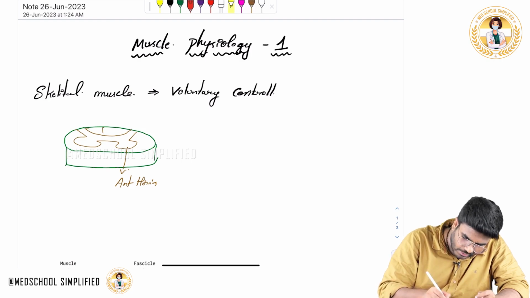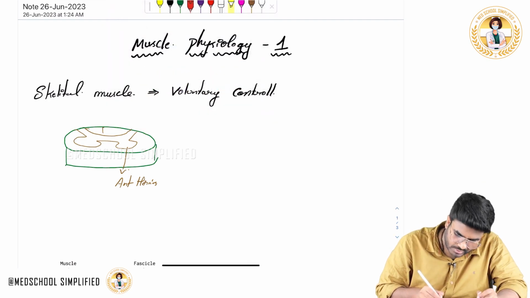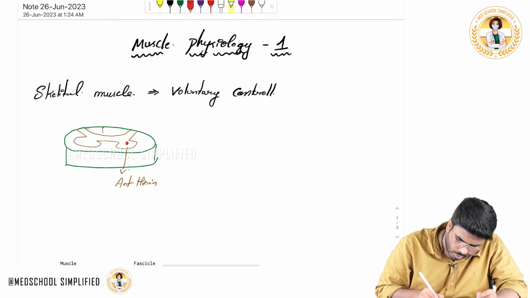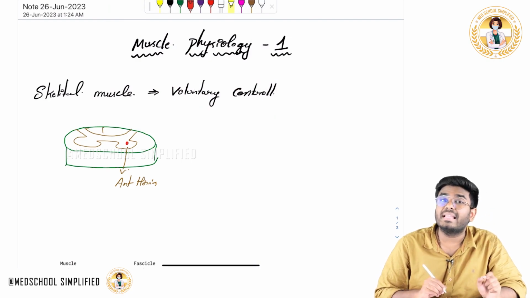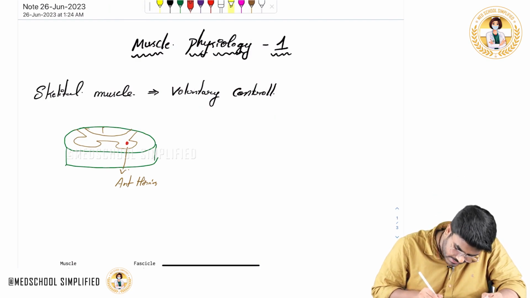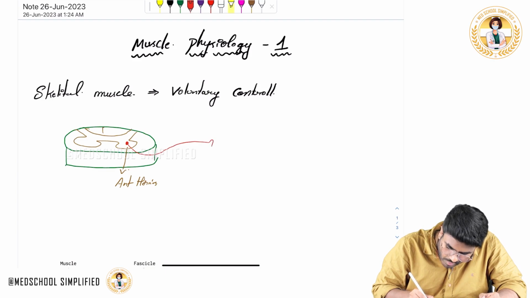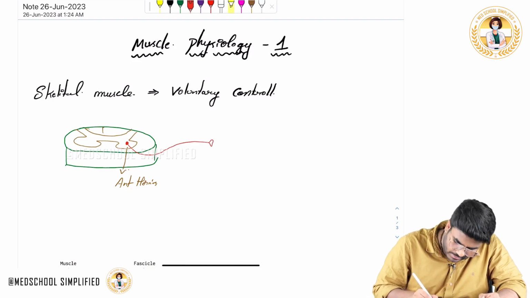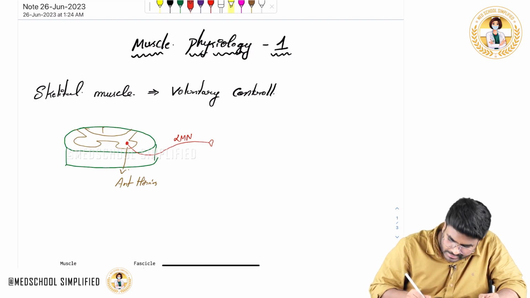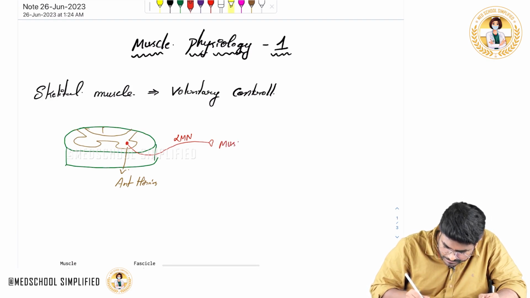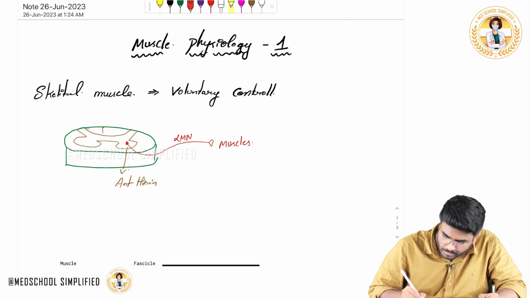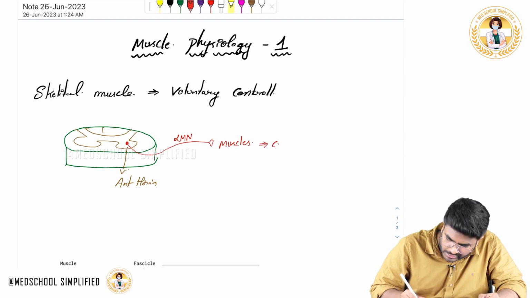Now in the anterior horns, who are there? See, these are the cell bodies. Cell bodies of which neuron? The cell bodies of the motor neurons. From here the motor neurons, especially the alpha motor neuron, come out. Now this is the alpha motor neuron. Where is it going? It is going to the muscles. So muscles will undergo contraction.